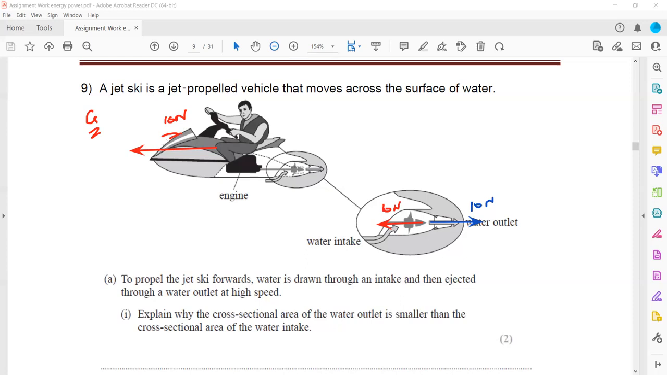So according to Newton's third law and Newton's second law, you have to use, according to Newton's third law, there are pair forces. The force on the water from the jet ski is the same as the force by the water on the jet ski, which creates a resultant on the jet ski, and that's why it accelerates according to Newton's second law. So this is Newton's third law, where this one is Newton's second law.